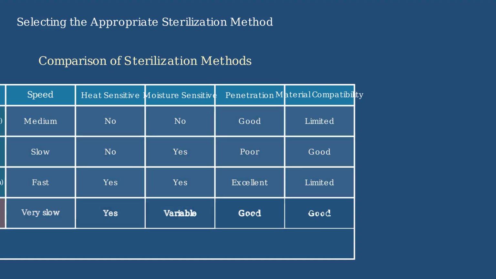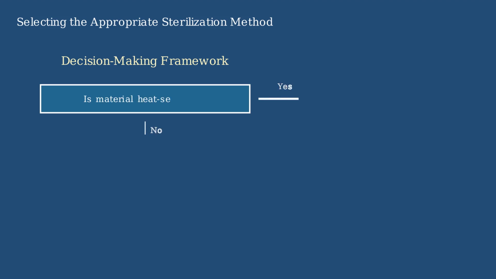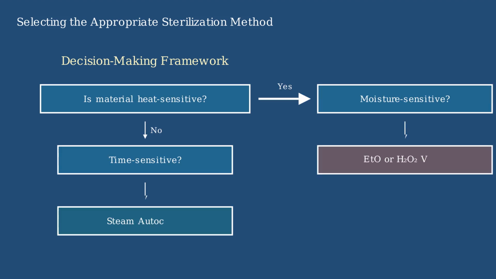This comparison table highlights the key differences between major sterilization methods. Note that physical methods, shown in teal, include steam, dry heat, and radiation, while chemical methods, in orange, include ethylene oxide and hydrogen peroxide. This decision-making framework provides a simplified approach to sterilization method selection.